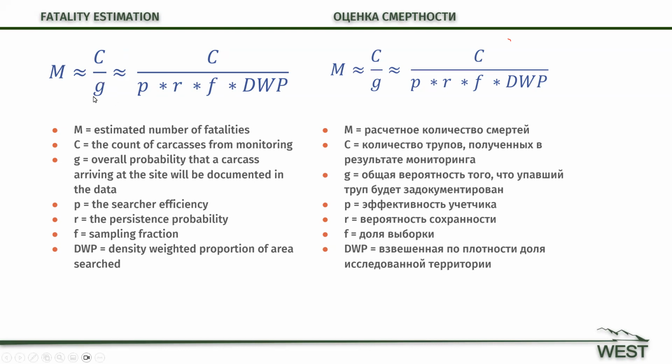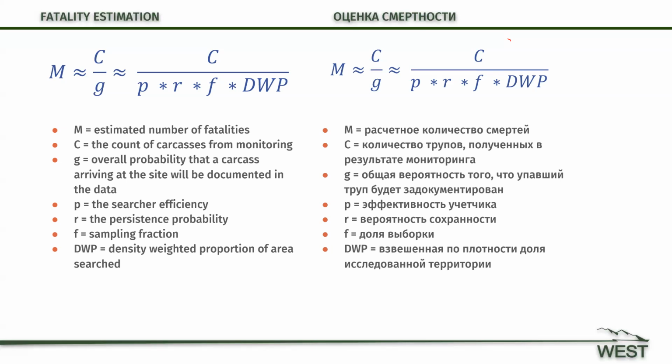So G, the detection probability, is equal to, there's our searcher efficiency, that's P. Here's our carcass persistence, that's R. Here's our sampling fraction, that's F. And here's our density weighted proportion of area searched, that's DWP, again, also sometimes called the area correction. And for back of the envelope work, for approximate work, this is good enough to get you a quick idea. The software will use a better estimating equation, but this is a good way to think about what you're trying to accomplish as you analyze post-construction fatality monitoring data.